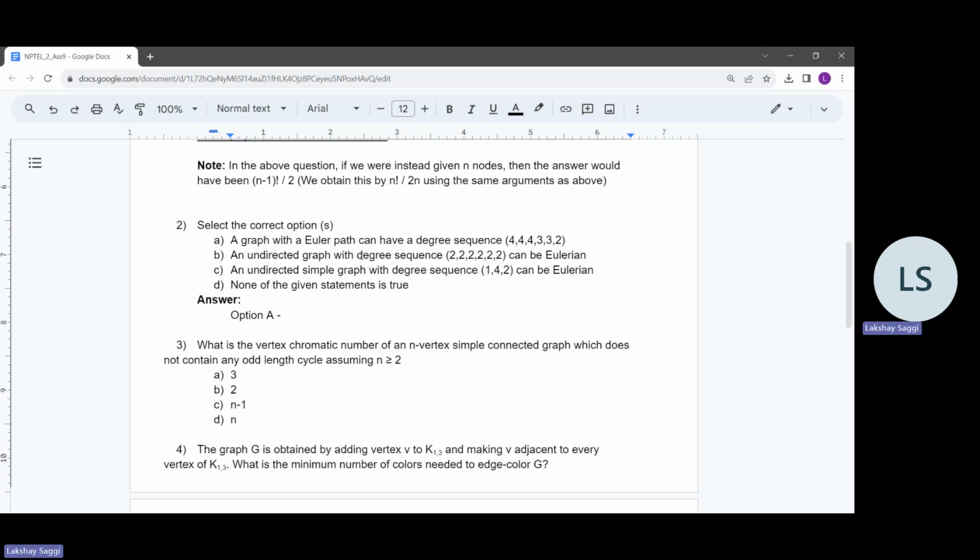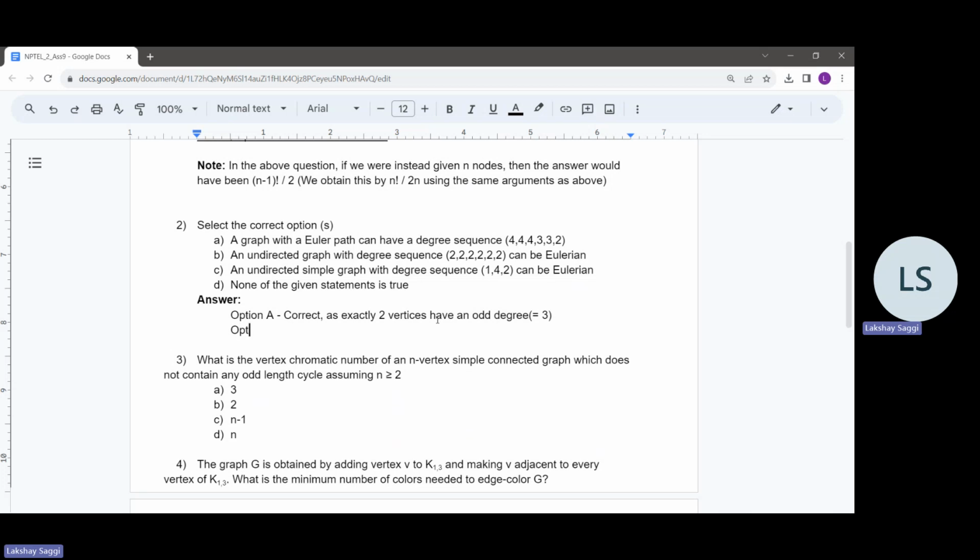So the second question says a graph with an Euler path can have a degree sequence of 4, 4, 4, 3, 3, 2. The degree sequence denotes the degrees of vertices in the graph. For checking for an Euler path, we just need to check whether there are exactly two vertices with odd degree. We can see there are only two vertices which have odd degree, a degree of 3, and all others have even degree. So option A is correct, as exactly two vertices have an odd degree equal to 3.